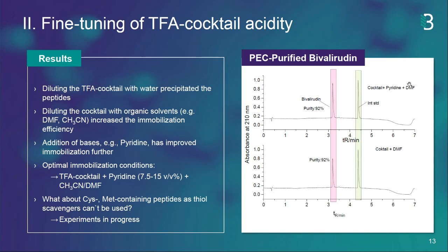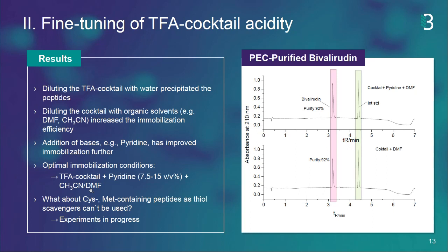So we could achieve good recovery and good purity compared to our normal PEC protocol, where we use HFIP and different organic solvents, DMSO. Here we can directly immobilize from the cocktail by diluting with organic solvents and neutralizing with bases such as pyridine. So the optimal immobilization conditions are TFA cocktail, with pyridine at 7.5 to 15 volume percent, and then we can dilute this whole mixture with acetonitrile or DMF. Taking green chemistry into consideration, we prefer to use acetonitrile rather than DMF.